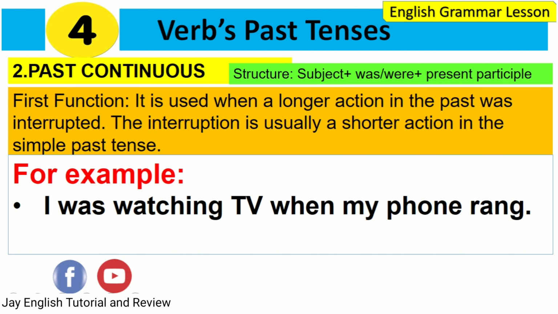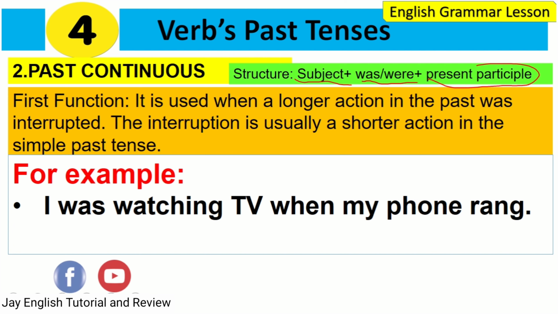Now let's proceed to the past continuous structure. We begin with, as always, the subject followed by was or were, and using was or were always depends on your subject. If your subject is singular, then you're going to pair it with was. If your subject is plural, then you're going to pair it with were. Then the present participle form of the verb.